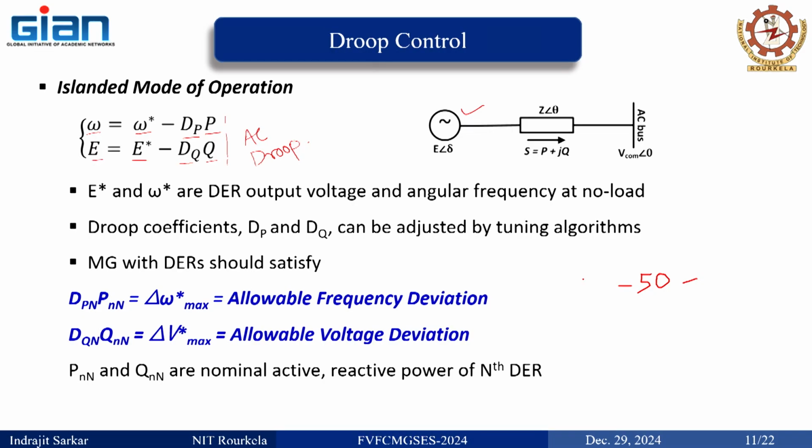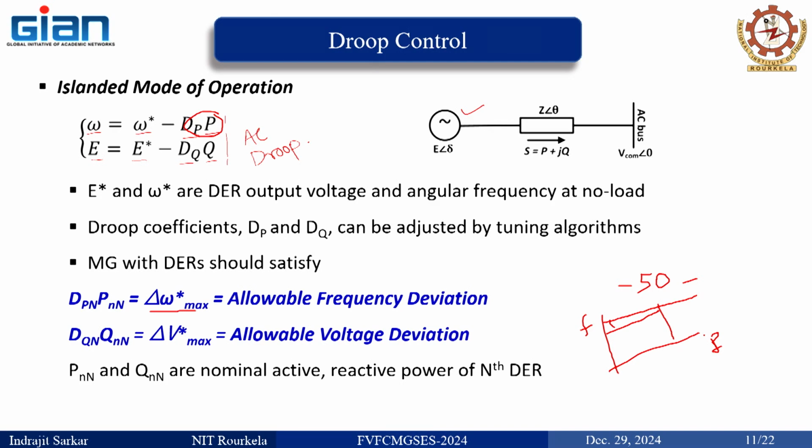Yes, 49.5 to 50.5. It has to be within that limit. Otherwise, a stability issue may come. So here also you have to define some delta omega max. If you have seen that as you are consuming more active power, the frequency is coming down, but there is some limit from no load to this.